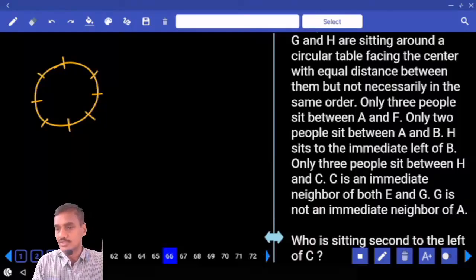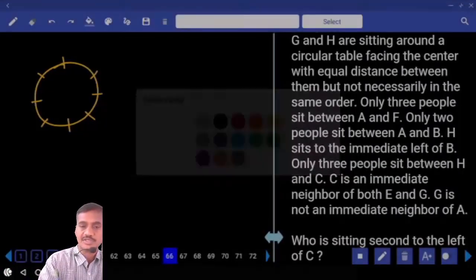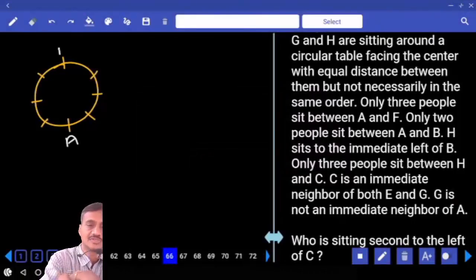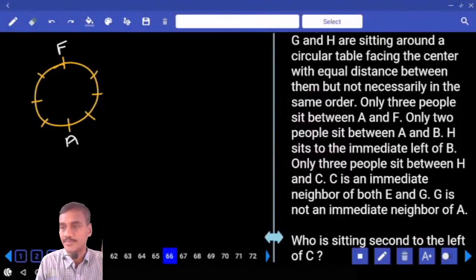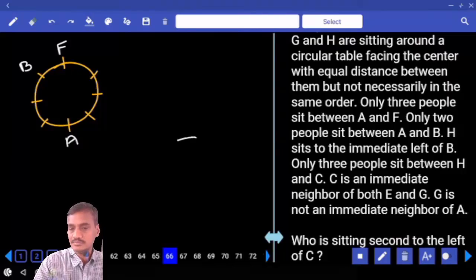Now in the first condition, there are only 3 people between A and F. That means if A is here, F is here; they are opposite to each other. And there are only 2 people between A and B. How many possibilities do we have? 2 possibilities. Only 2 people between A and B.